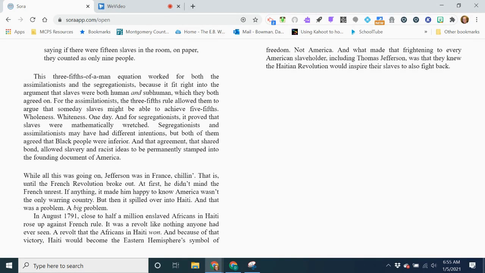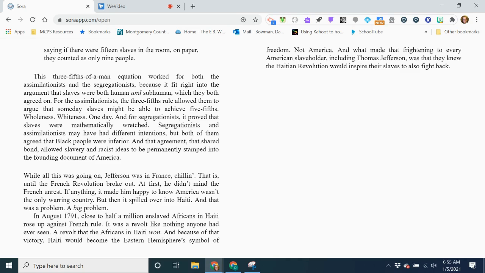This 3/5 of a man equation worked for both the assimilationists and the segregationists because it fit right into the argument that slaves were both human and subhuman, which they both agreed on. For the assimilationists, the 3/5 rule allowed them to argue that someday slaves might be able to achieve 5/5, wholeness, whiteness, one day. And for segregationists, it proved that slaves were mathematically wretched.